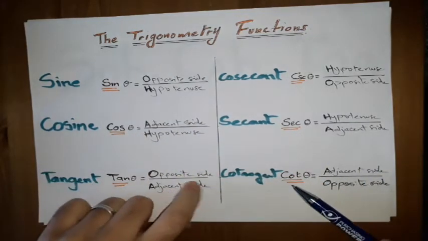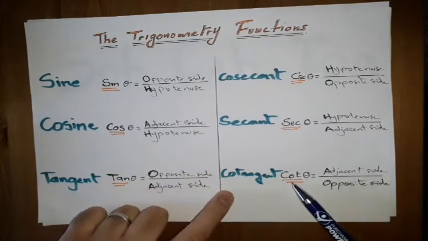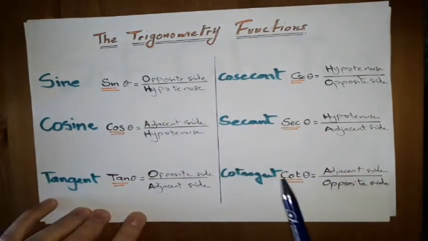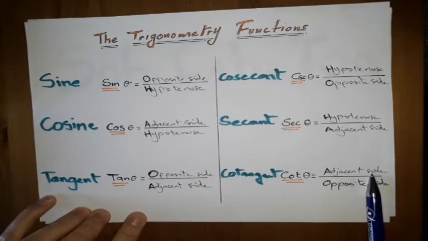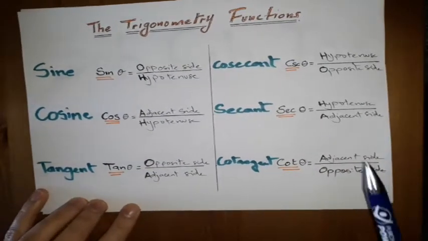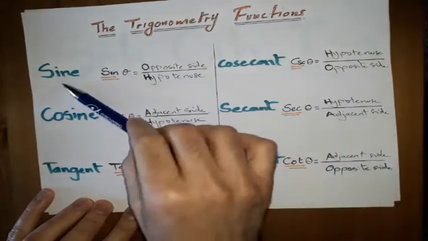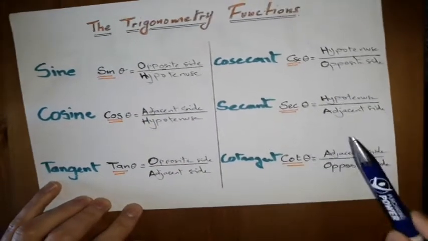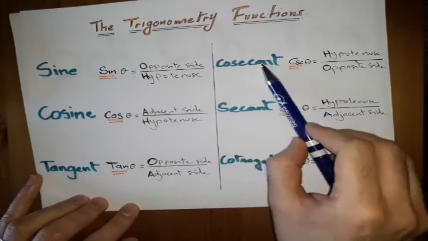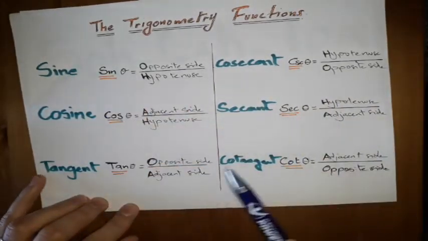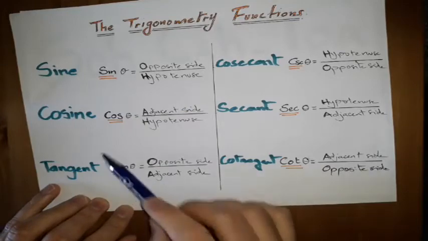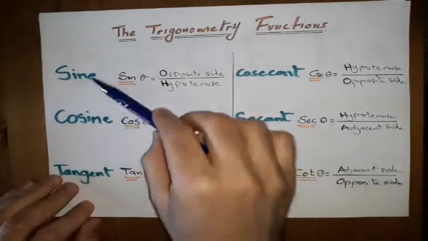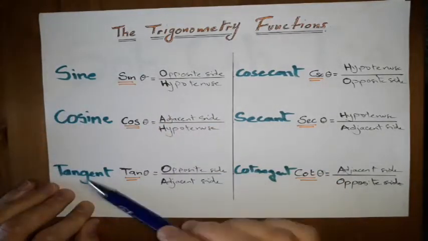So it's 1 over cosine of theta. Cotangent is the same thing as 1 over tangent. So cotangent of theta is adjacent side over opposite side. If we master those three, sine, cosine, and tangent, then the reciprocal functions will be easy for us. Cosecant is 1 over sine, secant is 1 over cosine, and cotangent is 1 over tangent. The most important thing is to know what sine, cosine, and tangent equal.